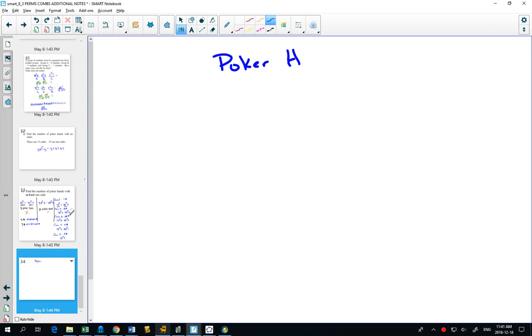The last thing that we're going to count in combinations is different poker hands. Why is it that some poker hands are worth more than others? Okay? So some strategies that we're going to use.